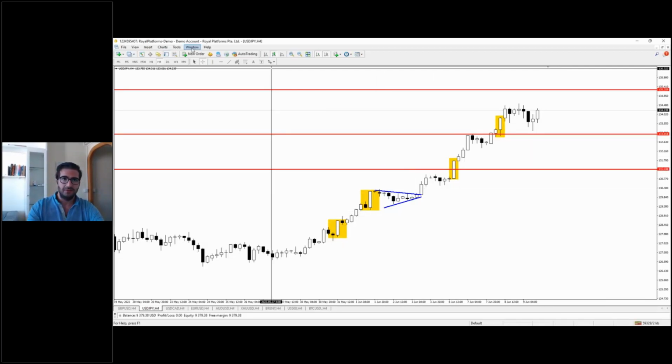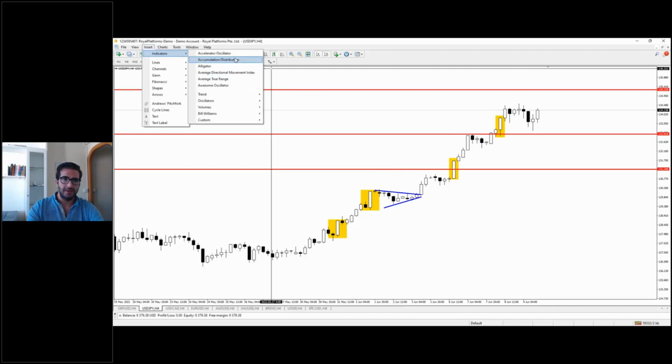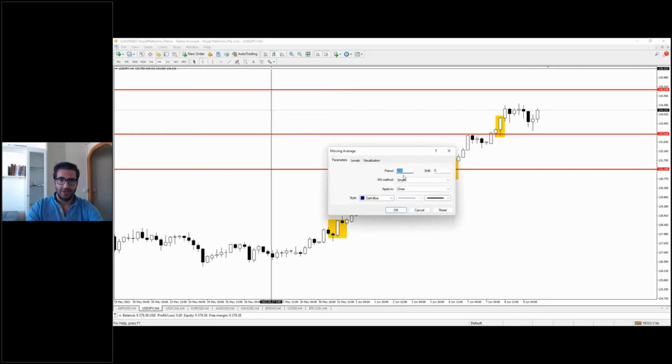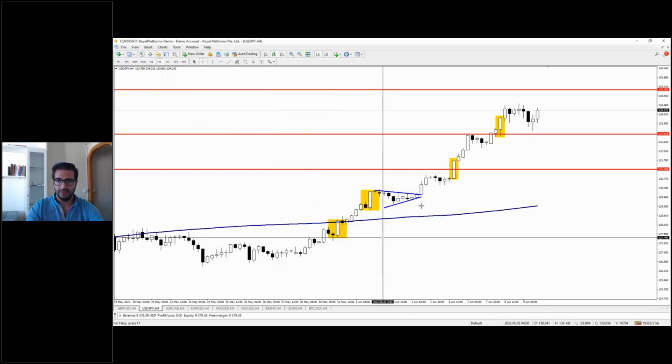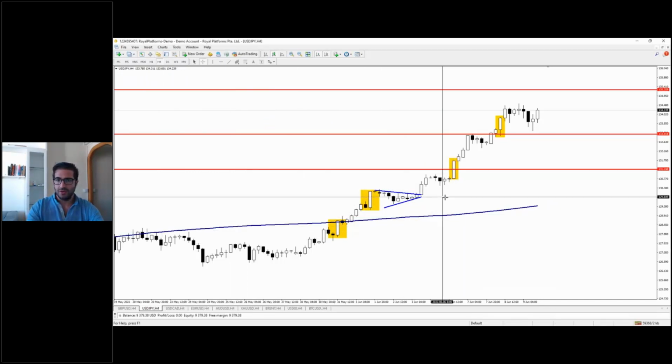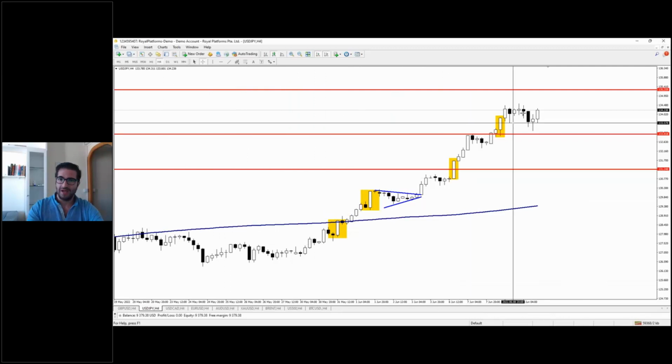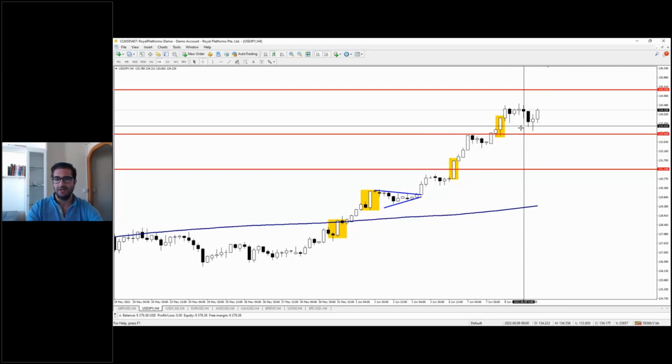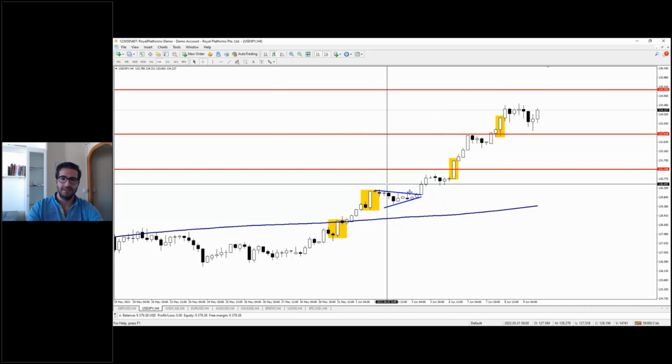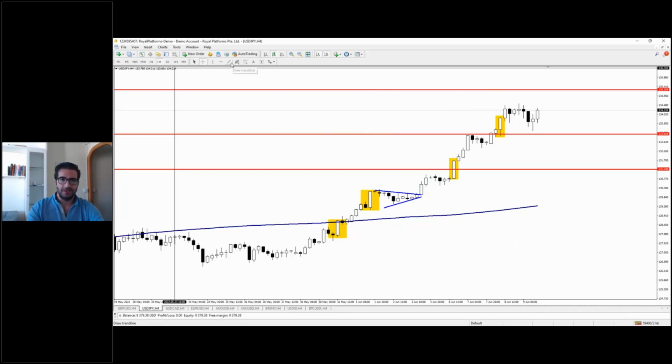Okay, and if you would like to plot a moving average, if I put the moving average to 100, which is already the default here, this is the moving average 100. You can see that the market is above it, which shows that we are in an uptrend. So this is a third way to look at whether we are in an uptrend or not.